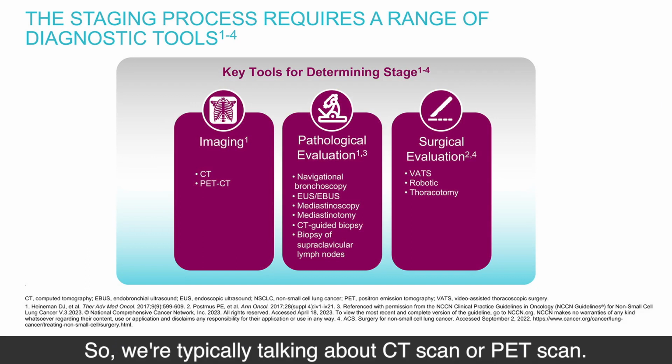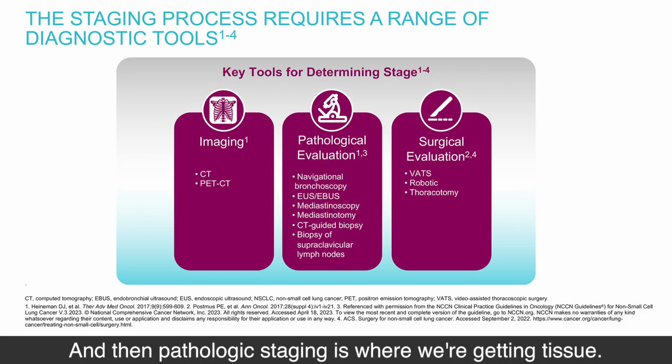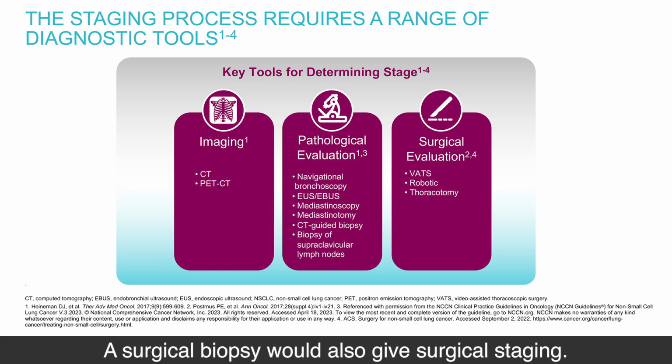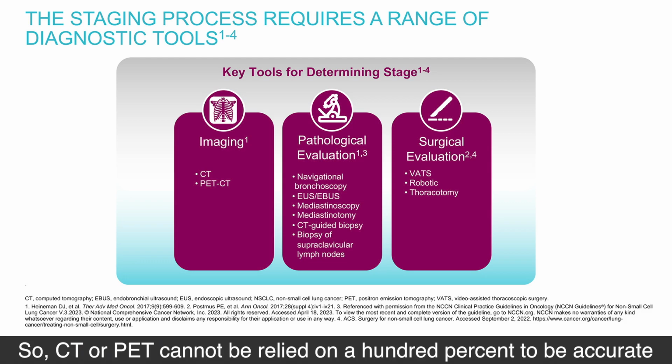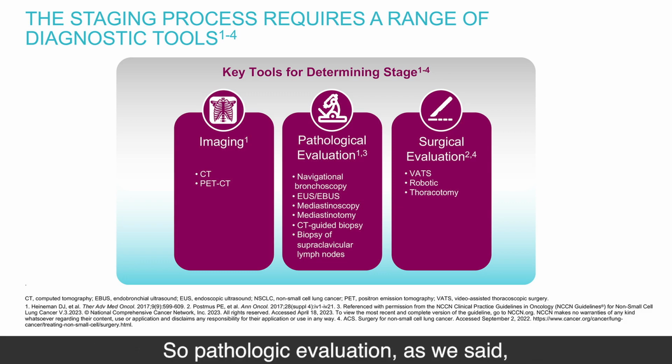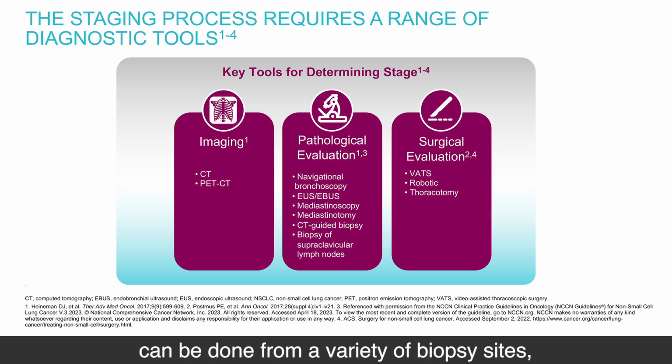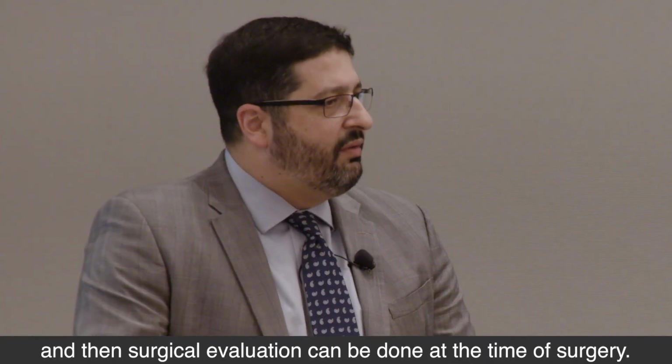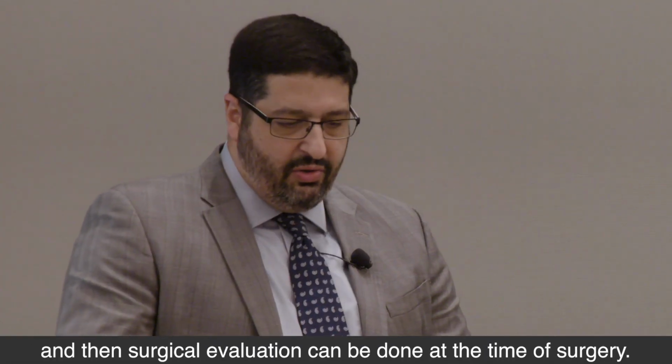So we're typically talking about CT scan or PET scan. And then pathologic staging is where we're getting tissue. Surgical biopsy would also give surgical staging. So CT or PET cannot be relied on 100% to be accurate, and you don't want to under or overstage a patient. So pathologic evaluation, as we said, can be done from a variety of biopsy sites, and then surgical evaluation can be done at the time of surgery.